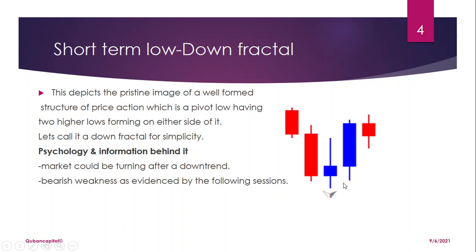Other traders would like to define it only with 2 periods, or maybe they won't use five periods as we're doing here. Some will only use 3. If there's a low lower than the one on the left and the one on the right, they'll define that as a short-term low. So it's totally subjective, but I like to use 5 periods, so that's fine. This is an image of a well-formed structure of price action, which is a pivot low, having 2 higher lows forming on either side of it.